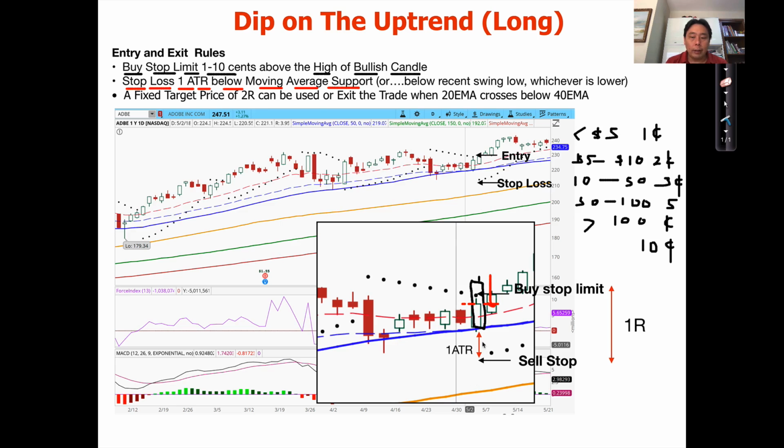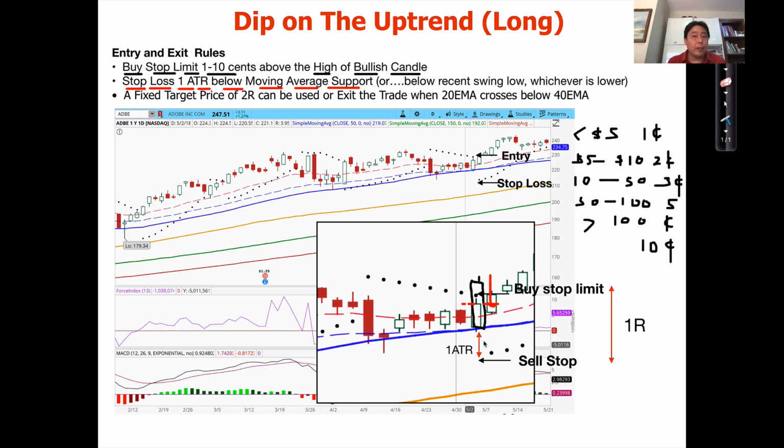Now recall in, again, the basic course, you have learned what ATR means. ATR stands for the average true range of the stock. So ATR basically tells you what's the average volatility of the stock, how much the stock moves in a given day. So we always want to give some buffer. So I'll show you again how to measure ATR in a short while.